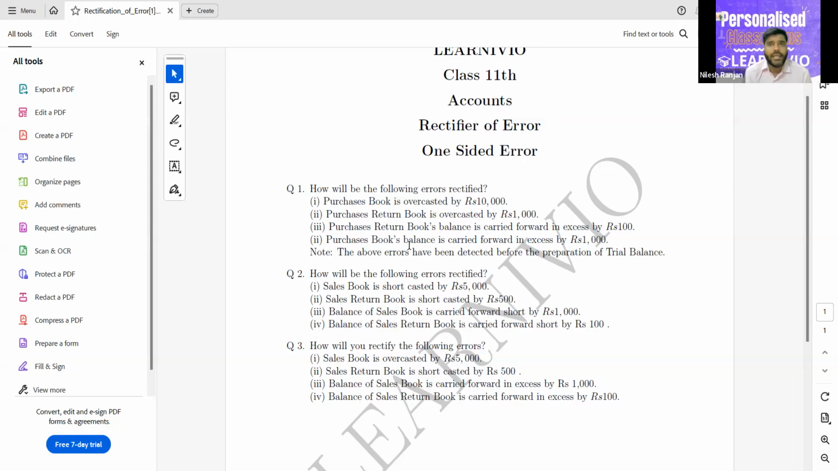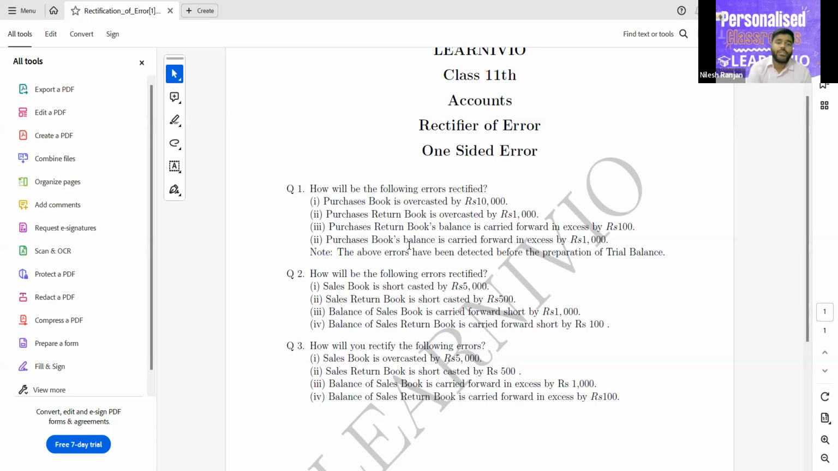And if the error is on the debit side and it is overcasting, then on which side will we correct it? On the credit side. Because in case of overcasting, meaning excess amount, we always write on the opposite side of it. Okay.